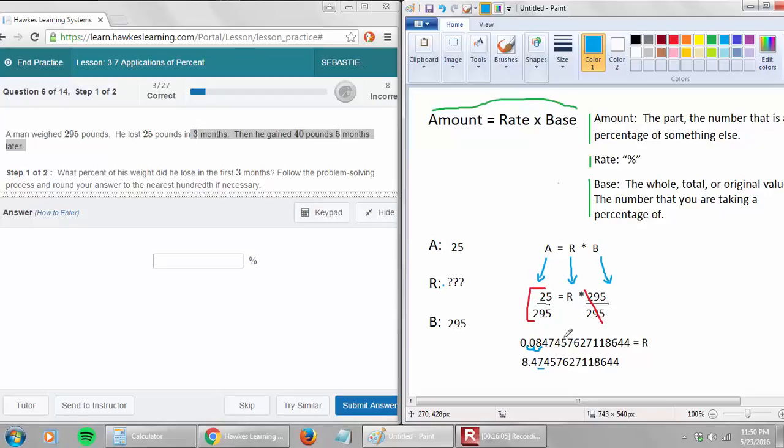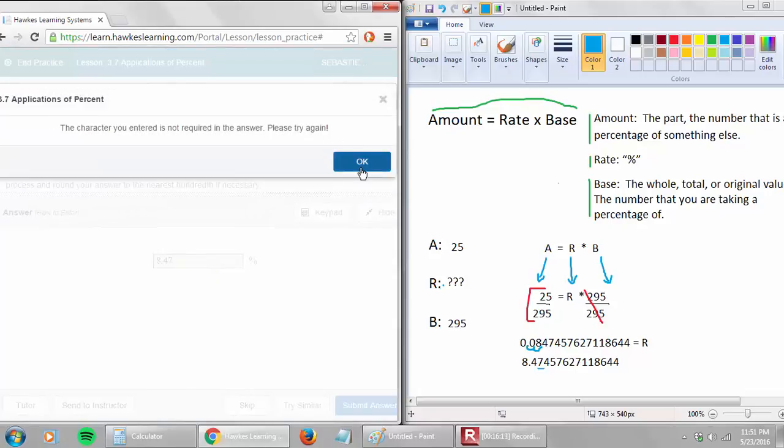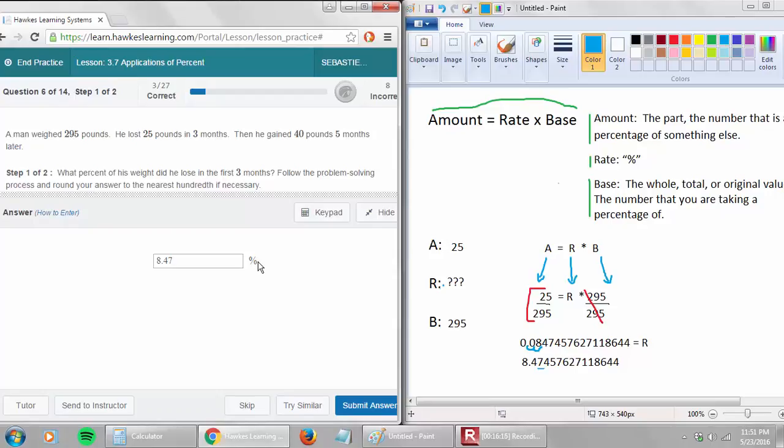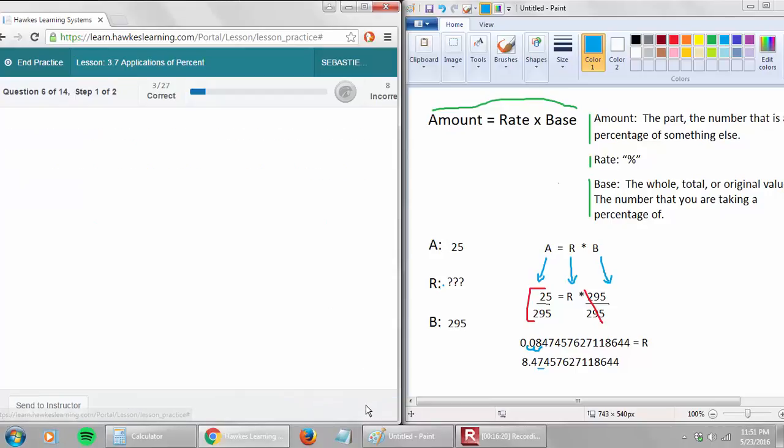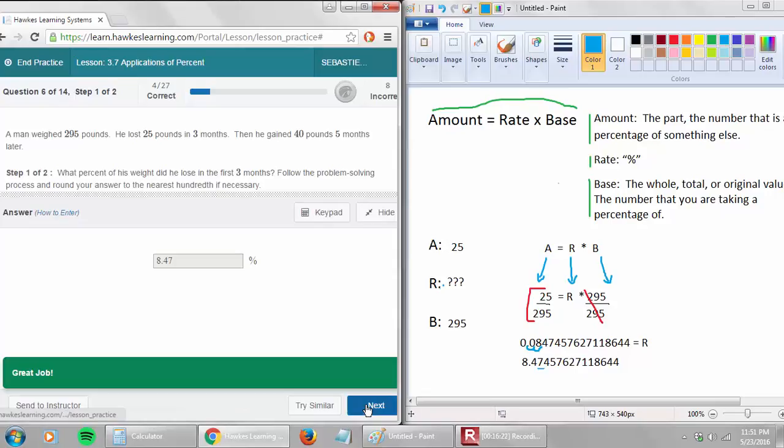I look after that, and it's followed by a 4, so I don't round the 7 up. It's just going to be 8.47%. Excuse me, I typed the percent sign in, but there's actually a percent sign here already for me, so I don't have to type the percent sign in for that one. So I'm going to submit, and they are happy.